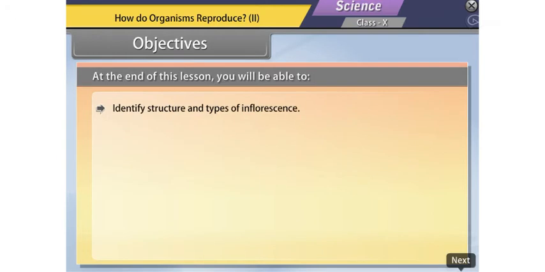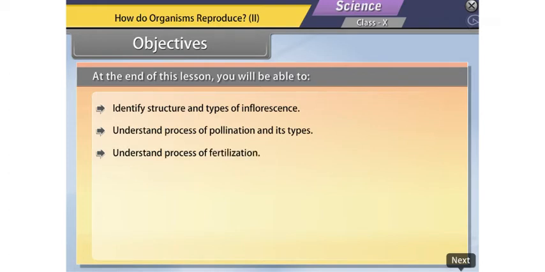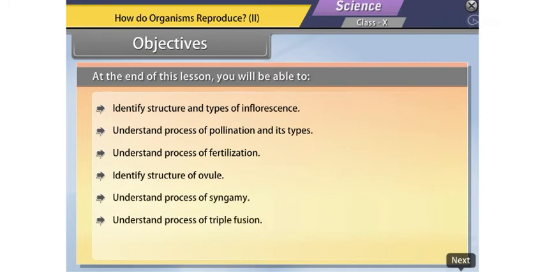identify structure and types of inflorescence, understand process of pollination and its types, understand process of fertilization, identify structure of ovule, understand process of syngamy, understand process of triple fusion, understand process of double fertilization.